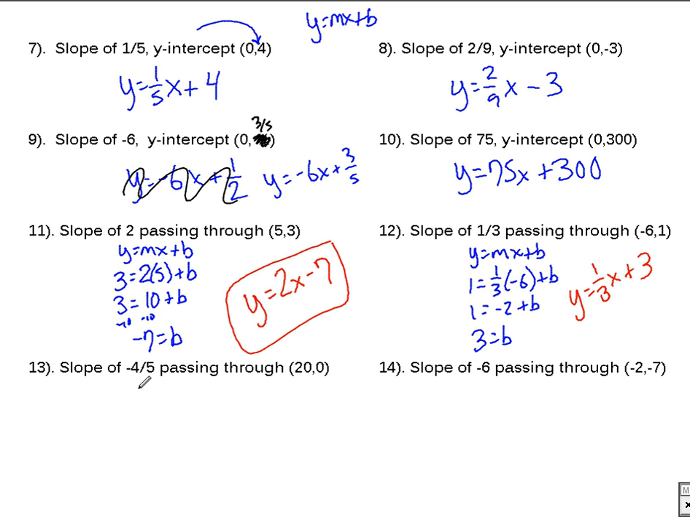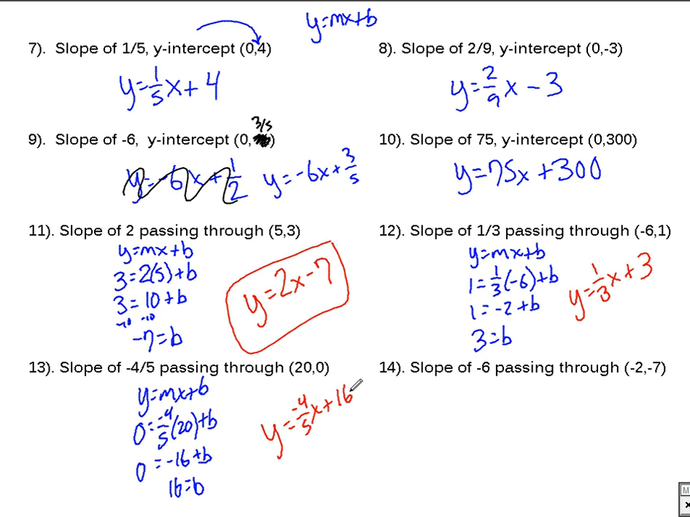In 13, y equals mx plus b. Beginning each one should start with y equals mx plus b. Your y value is 0. Your slope is negative 4 over 5. Your x is 20 plus b. 20 divided by 5 is 4. 4 times negative 4 is negative 16. So then add 16 to both sides. You get 16 for your intercept b. So y equals negative 4 over 5x plus 16 is your final answer. Get into the habit of boxing your final answer.